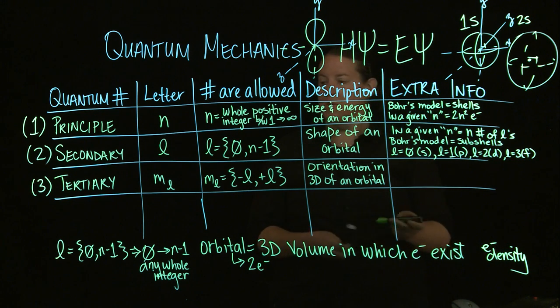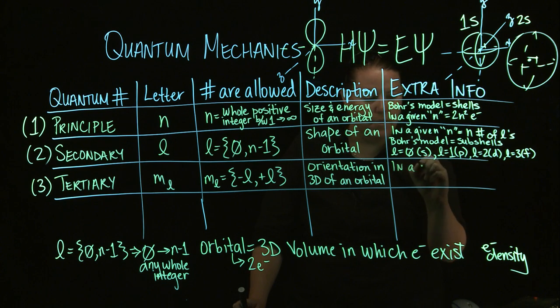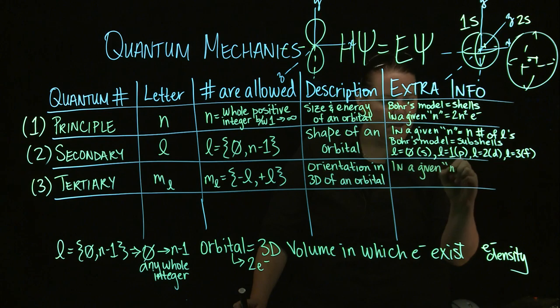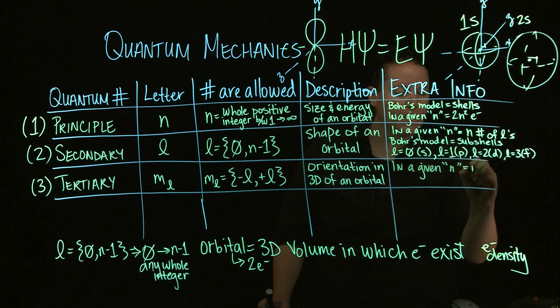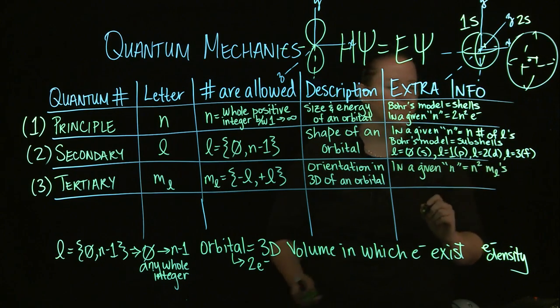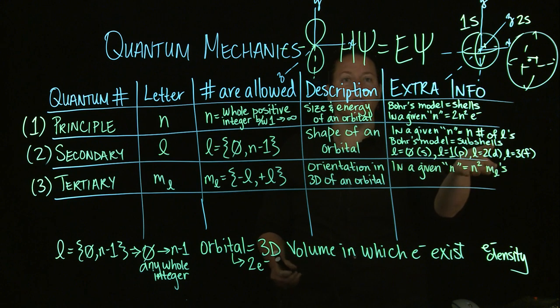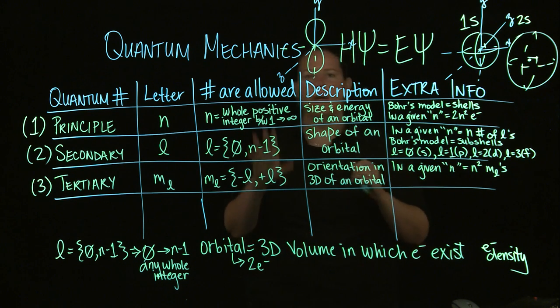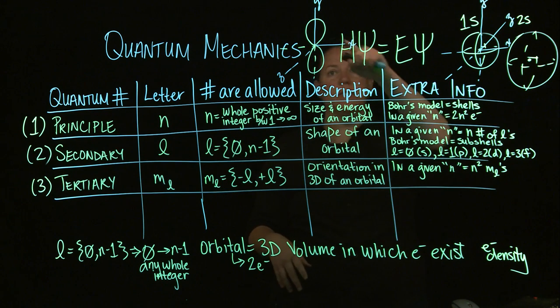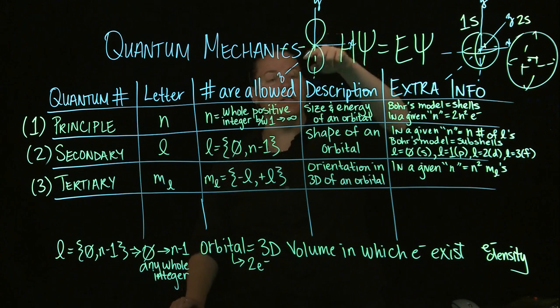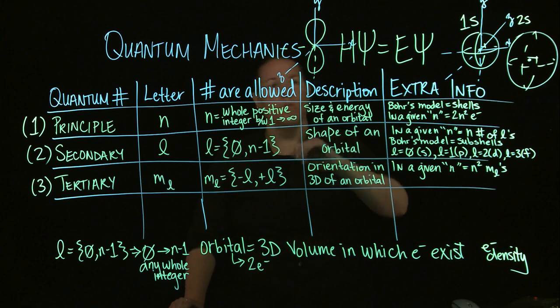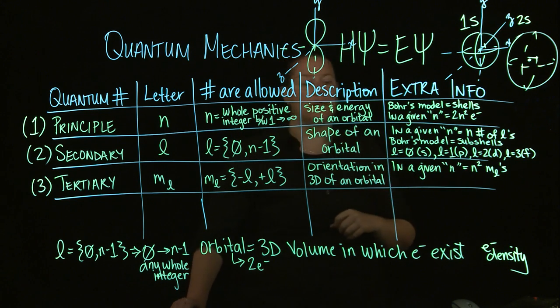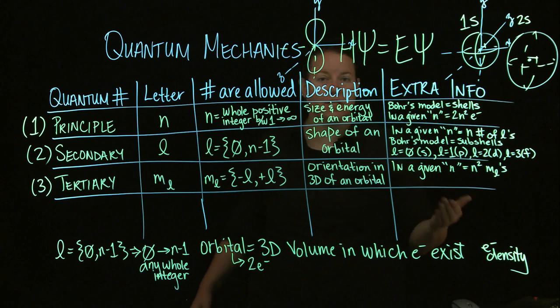So Bohr's model has corollaries in the principal quantum number and the secondary quantum number, but not in the tertiary quantum number. In a given n, there are n squared m sub l's. Sometimes we use m sub l, the tertiary quantum number, to describe orbitals, as if orbitals are only m sub l's. That is absolutely not true. To describe this 3D space, I need not only its shape, that it's a p, I need to know how big it is, what its n is, and then I also need to know what its orientation is. It actually takes all three of the first quantum numbers to describe this three-dimensional space. So while we refer to m sub l's as if they're orbitals, they aren't really.